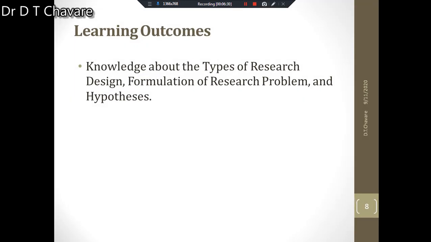After studying this unit number 2, what will be the learning outcome? Definitely the student will get knowledge about the types of research design, formulation of research problems and hypothesis also. This will be the learning outcome of unit number 2.